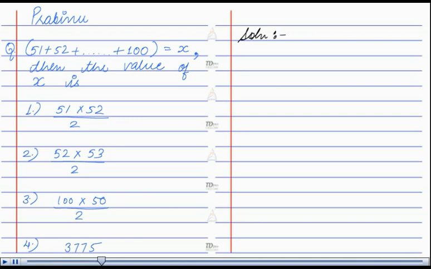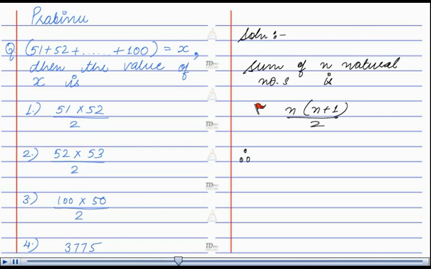Formula for sum of n natural numbers is n into n plus 1 divided by 2. So therefore, we can write the given question as sum of 100 natural numbers minus sum of 50 natural numbers.